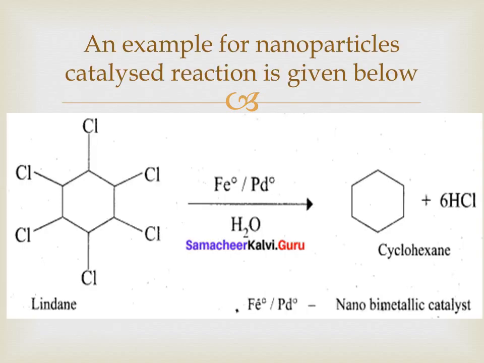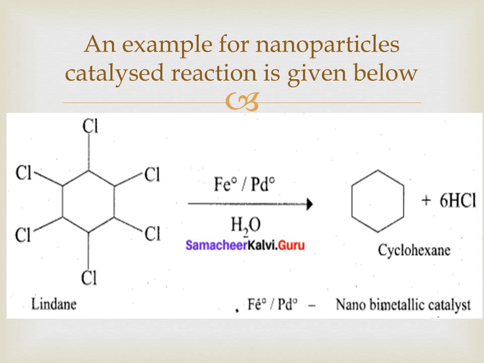One example for nanocatalyst. An example for nanoparticle catalyzed reaction is given below. The lindane. Lindane means what it is. So the 6-membered ring is cyclohexane, and the hexachloro derivative of cyclohexane, with chlorine on each of carbons 1, 2, 3, 4, 5, 6, is lindane, and then it is catalyzed by the nanocatalyst iron and palladium nanomaterials, okay, to form cyclohexane plus 6 HCl. That means the chlorine atoms are displaced by hydrogen atoms. Chlorine atoms are displaced by hydrogen atoms.